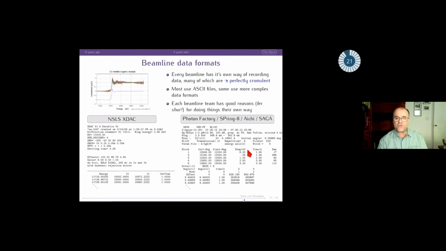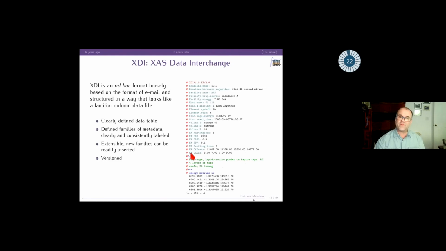In the context of where we were 6 years ago, I am arguing that these formats do a poor job of presenting metadata along with the data table. And I am saying that in the context of XDI, the simple problem that XDI was trying to solve, it does a much better job of preserving and presenting the data that stands to the side of the main data, metadata.